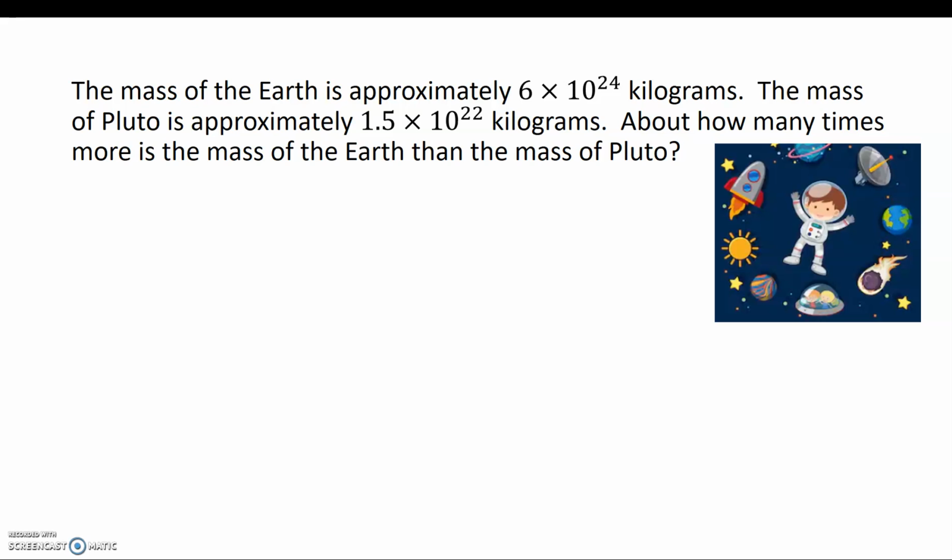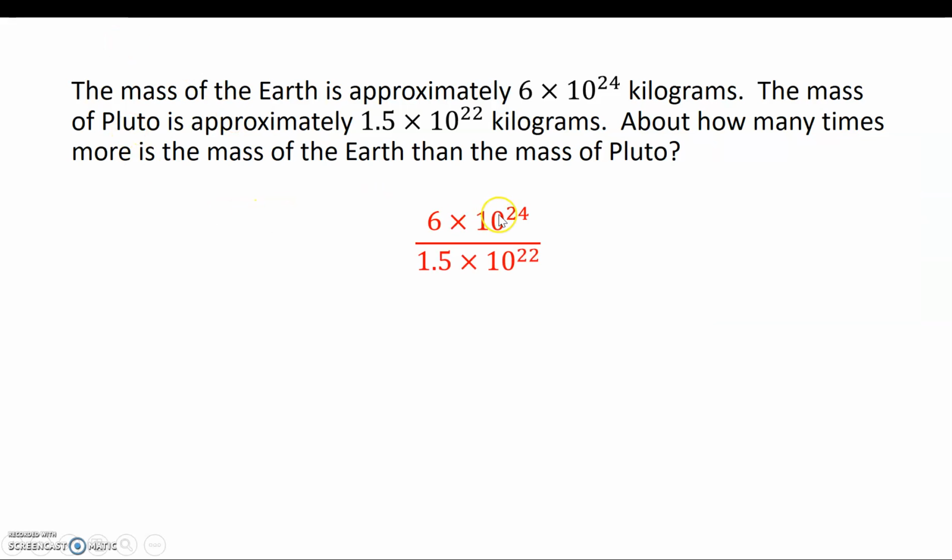Hopefully you're seeing that when you go to set it up, because it's a "how many times more" problem, we're going to be dividing there. So they're asking us how many times more is the mass of the Earth than Pluto. So Earth's mass is going in the numerator, whereas Pluto's is going in the denominator. And then from there, I'm essentially going to be dividing my first factors and dividing my powers of 10. So 6 divided by 1.5 gives me 4. And when I go to divide my powers of 10, again, I'm dividing the same base, so I subtract the exponents as my shortcut. 24 minus 22 is 2. So that gives me 4 times 10 to the second.